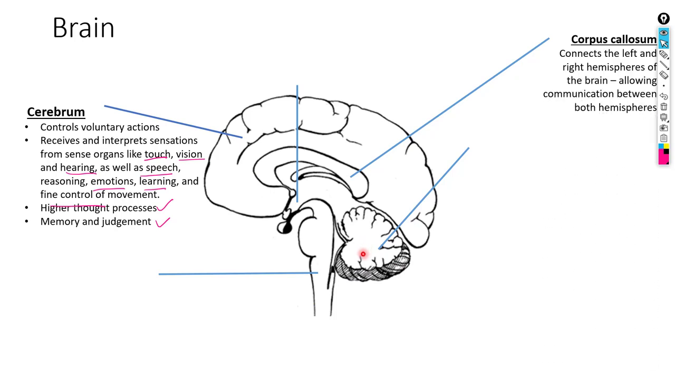The next part is the C-shaped structure of the brain, the corpus callosum. The function of this is to connect the left and the right hemispheres of the brain, allowing communication between both hemispheres. So this serves as a bridge between the two hemispheres.